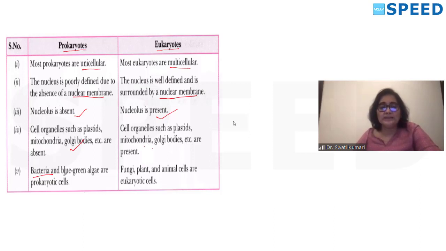Bacteria and blue-green algae come under prokaryotes. Fungi, plants, and other animal cells come under eukaryotes. So the question has been asked, which are the prokaryotes? The answer was bacteria and blue-green algae. This was asked in PGI around 5 to 7 years back, where you can get multiple correct answers. The answer was bacteria and blue-green algae.